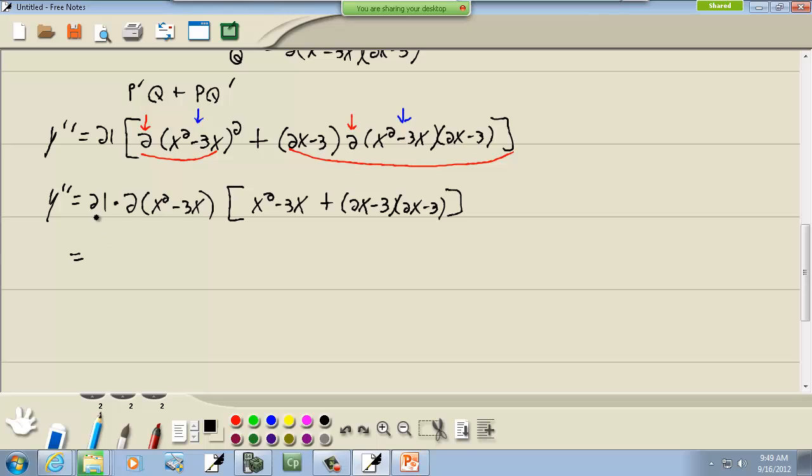Well, a little bit of simplifying here. 21 times 2 gives us 42. x squared minus 3x. And here we got x squared minus 3x, and we'll multiply these together. 2x times 2x gives us 4x squared. 2x times negative 3 is negative 6x. Negative 3 times 2x is negative 6x. And negative 3 times negative 3 gives us a positive 9.